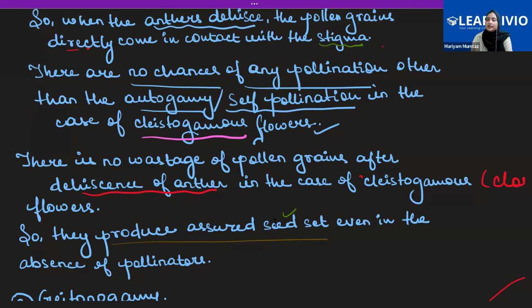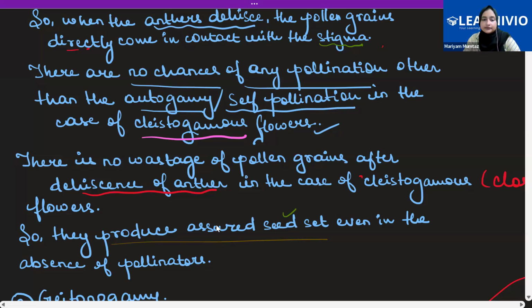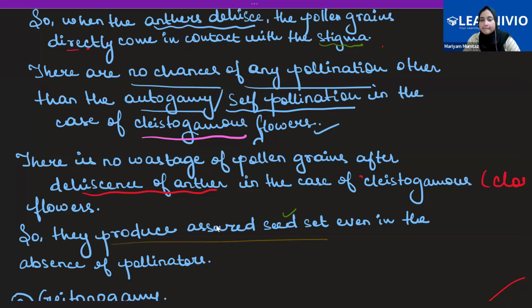So autogamy is clear to everyone? Yes. What about the others? And why are your videos on? Switch on your video, students. Muniba, switch on your video.